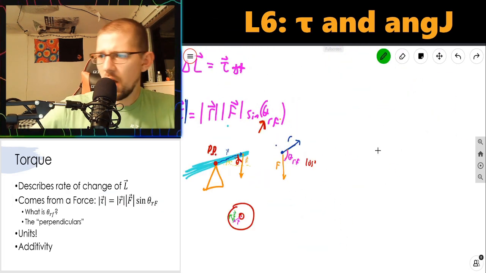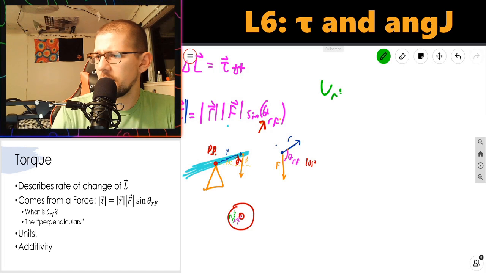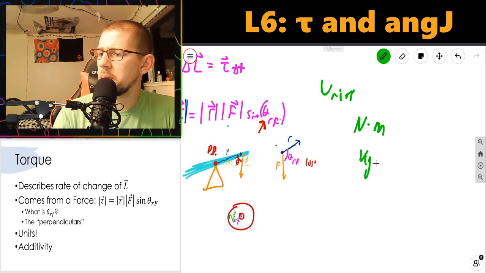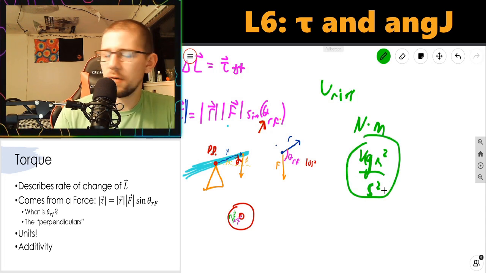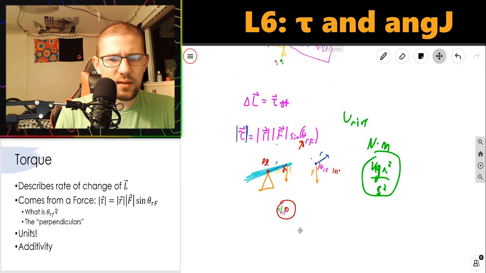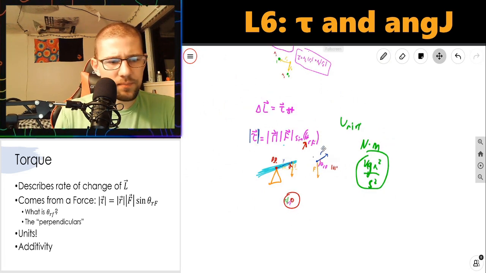compared to any other angle. Okay, so the units of torque is a Newton times a meter. It's a force times a distance, which has units of kilogram meters squared per second squared. So those are my SI units for torque. It's a Newton times a meter, a force times a distance. The sine doesn't have units, right?